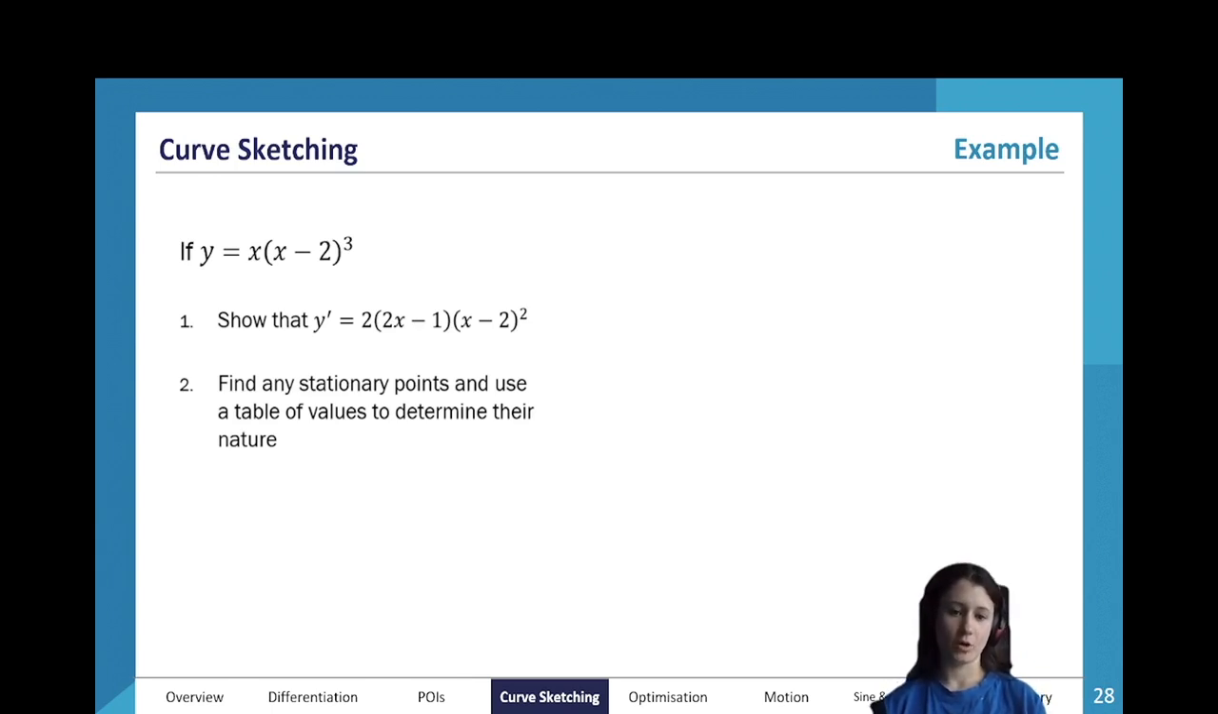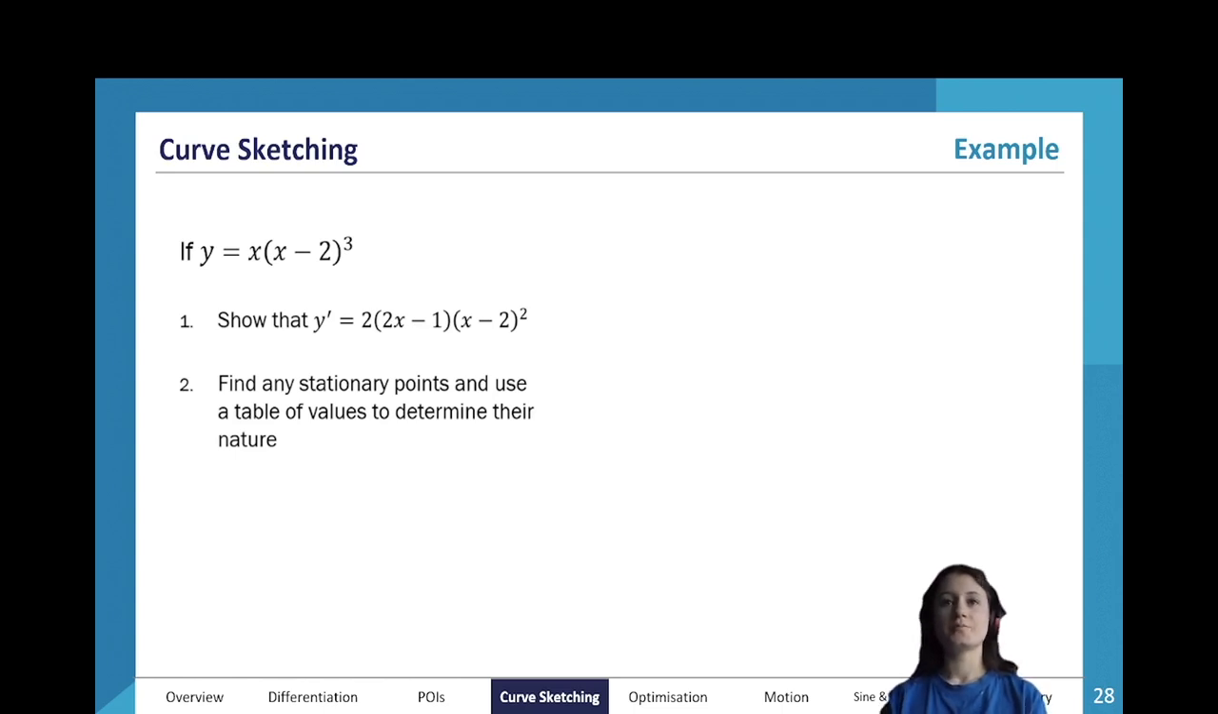Let's continue on with this question here. We need to find the first derivative and show that it is equal to that factorized form there. Then find any stationary points and use a table of values to determine their nature. So pause the recording, have a go at this yourself first, and then we will go through the solution. As you might be able to tell, deriving y might be a little bit difficult, depending on how much of the year 11 content you remember.